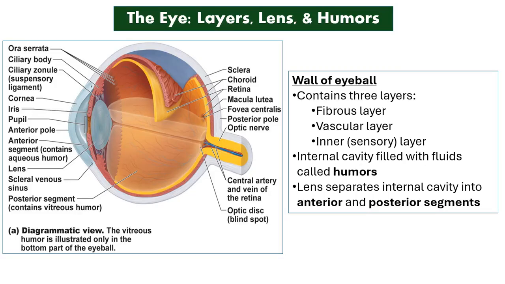All right, folks, we already spoke about the accessory structures of the eye. Now we're going to get into all the other stuff, which are going to be the layers of the eyeball, lens, and the humors, okay? Which are basically these cavities that are filled with fluids.